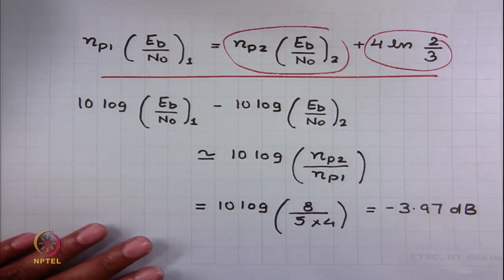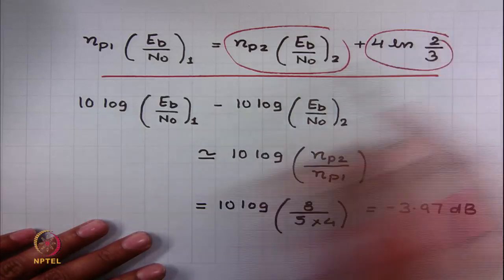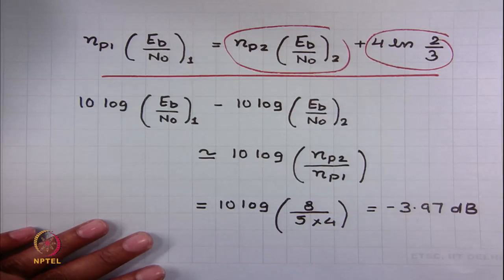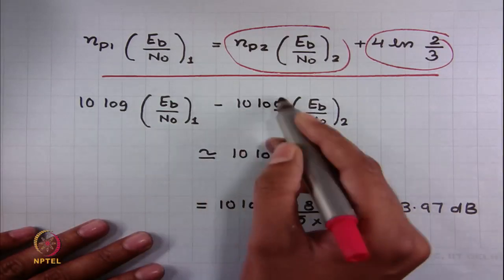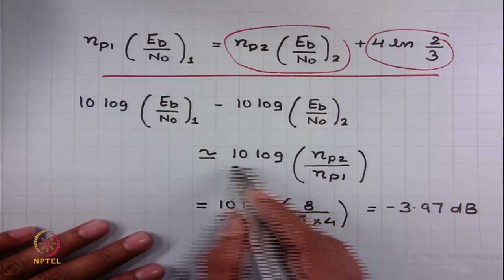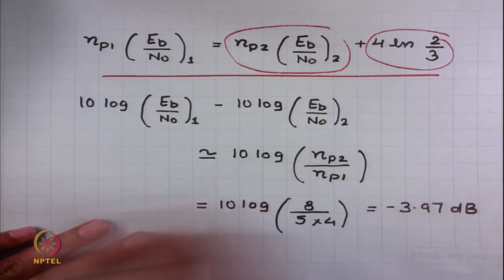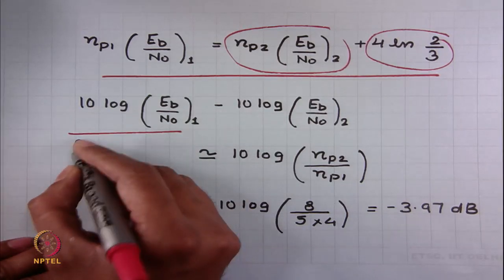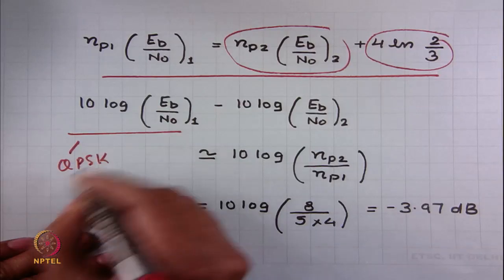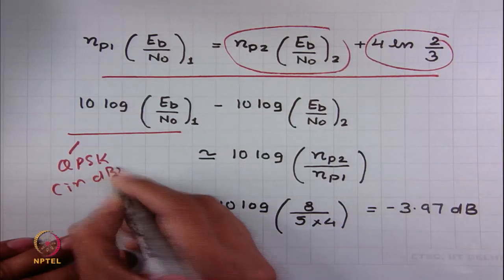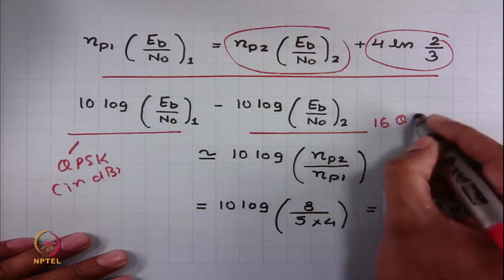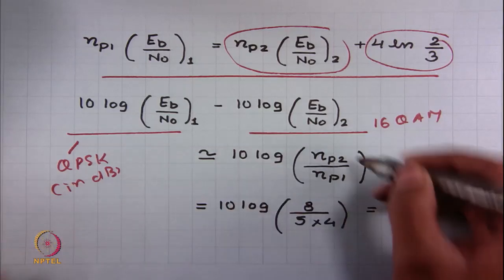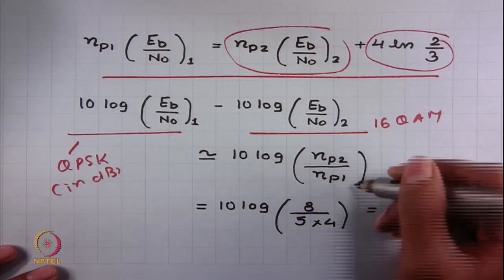Now, this quantity will be much smaller compared to this quantity if I assume Eb/N0 to be larger, and thus I can ignore this thing. Again taking the log I get 10 log Eb/N0 1 minus 10 log Eb/N0 2 is approximately 10 log eta p2 by eta p1. So, this is the Eb/N0 requirement in QPSK in dB scale. This is the Eb/N0 requirement in 16-QAM in dB scale, and this difference in Eb/N0 requirement should correspond to the ratio of power efficiencies in dB scale.